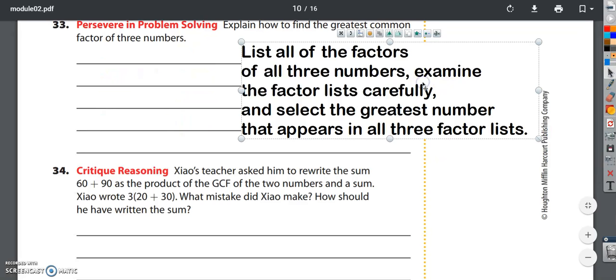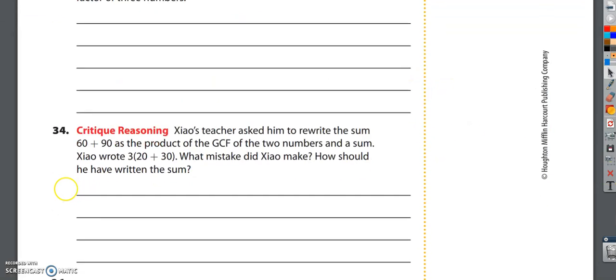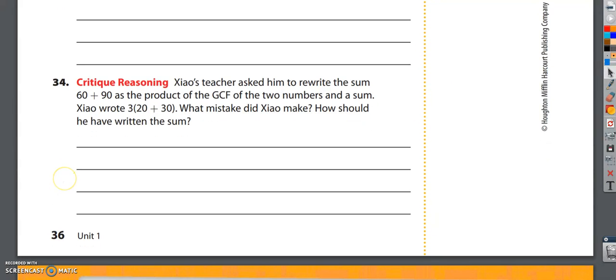Let's check out number 34. I'm going to pronounce this person's name Zhao. The problem is critique reasoning, and let's go ahead and talk about what maybe that means. Critique reasoning means that Zhao is going to do something here, and we need to examine what he does and check for accuracy. In other words, he made a mistake.